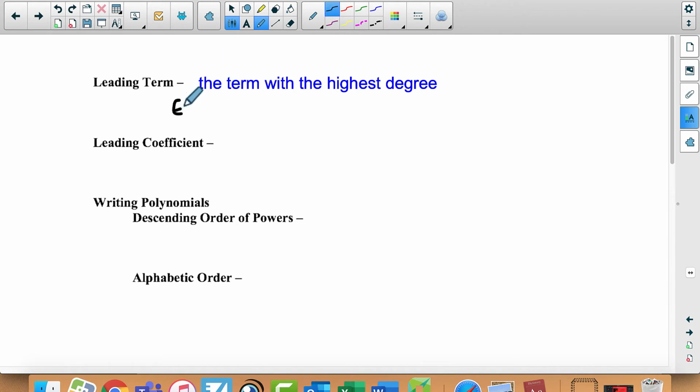So I'll give you a confusing example here. If you had 5x squared minus 3x cubed plus y, you have three terms here, right? Which one's the leading term? Now you might say 5x squared because it's leading, it's the first one. No, it's the one with the highest degree, and the one with the highest degree is this one. So the leading term is negative, remember we always take the sign in front, negative 3x cubed.